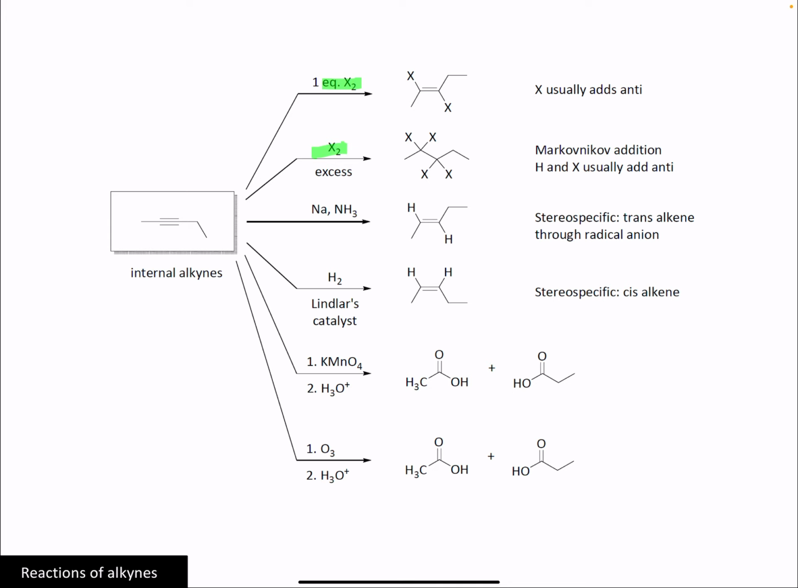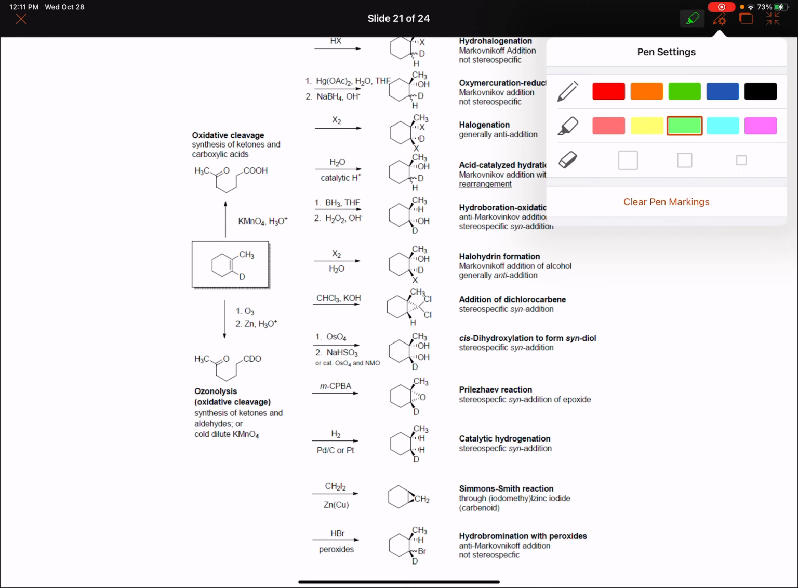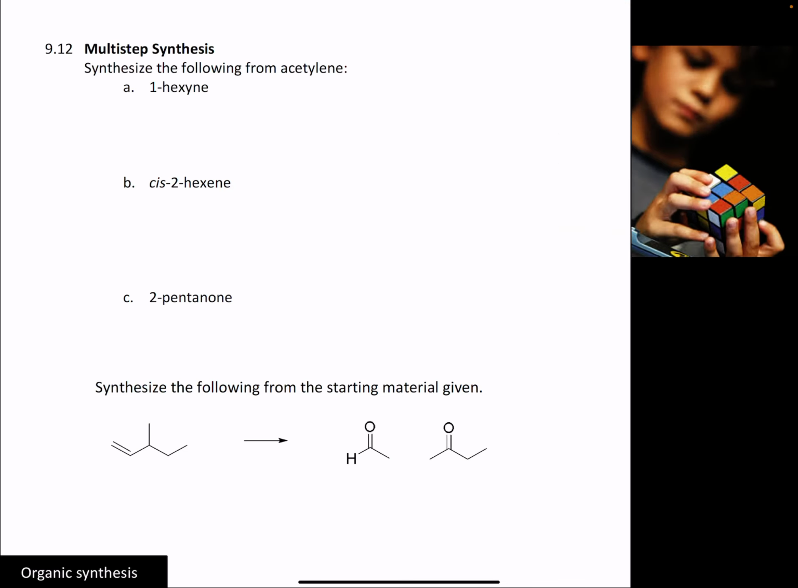Excess halogens. We can reduce to the trans alkene. We can reduce with Lindlar's catalyst to the cis alkene. We can oxidize to carboxylic acids. And once we've reduced them to the alkene, we have all of these reactions available to us. So let's try some. So synthesize the following from acetylene.